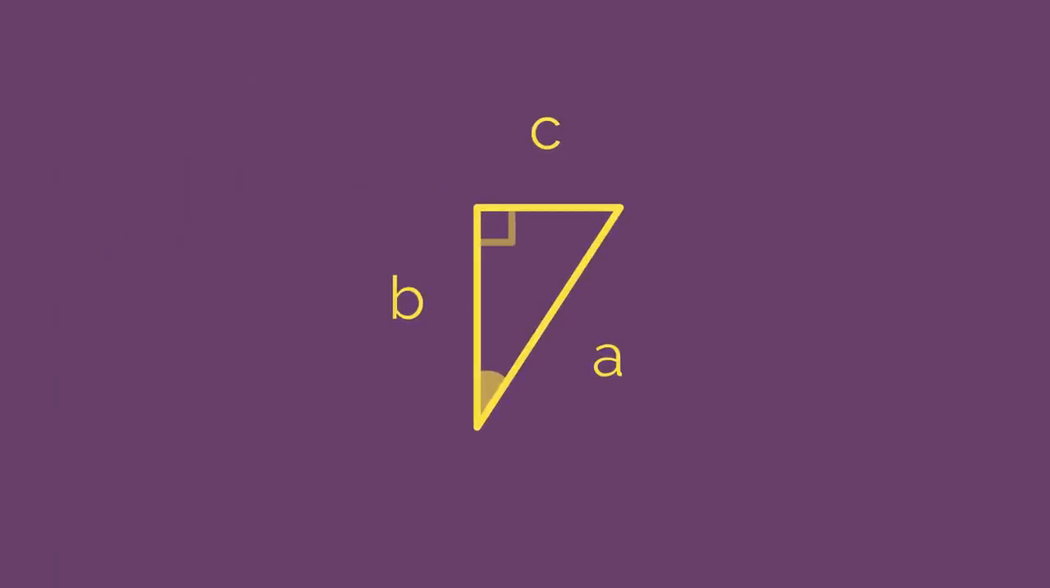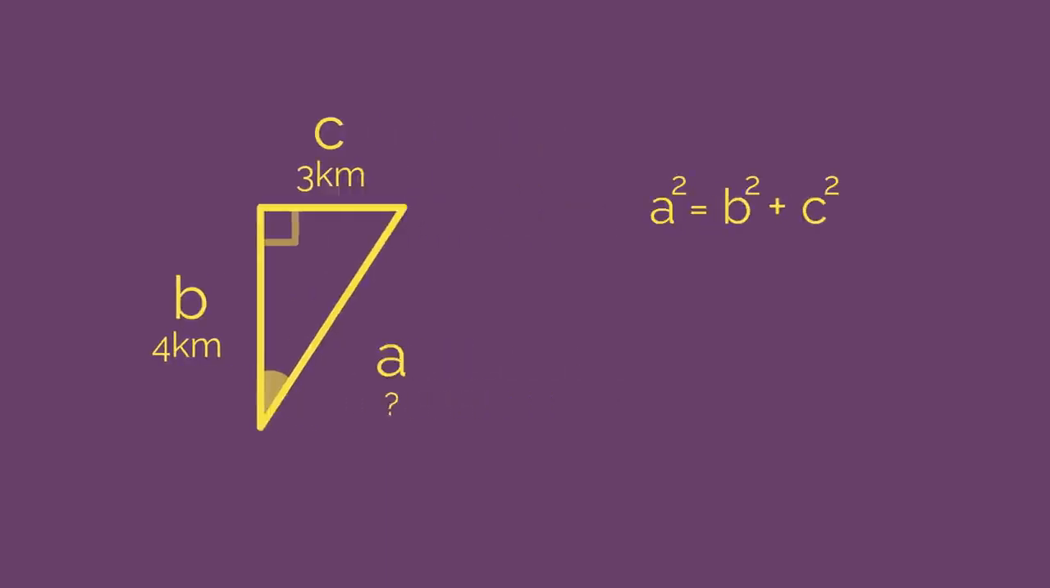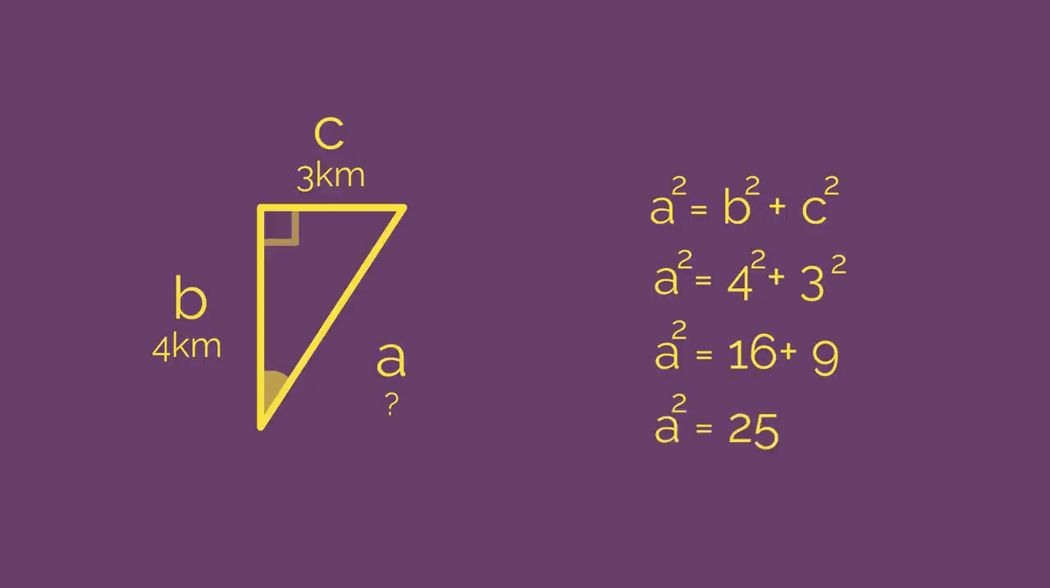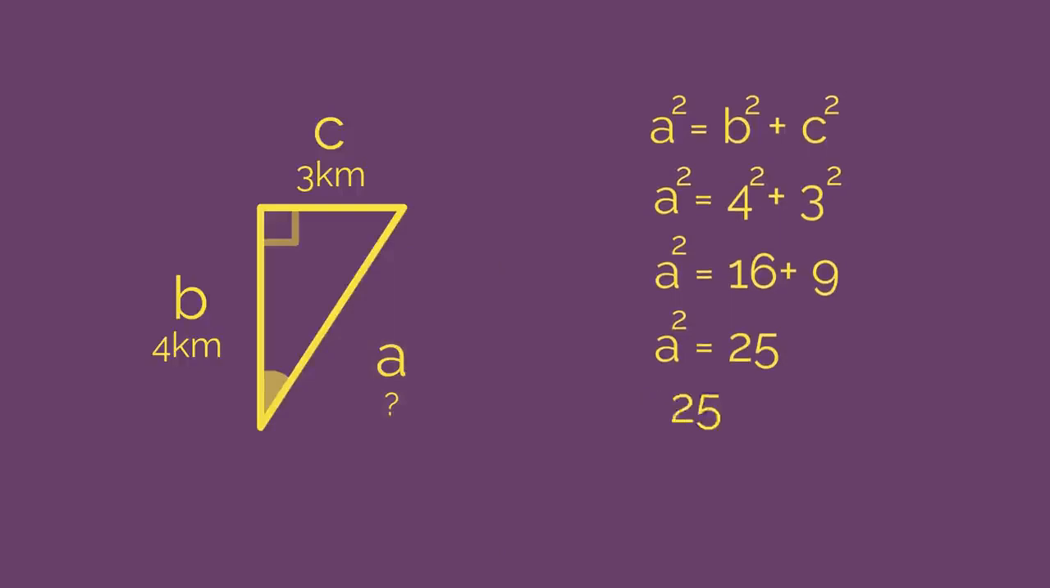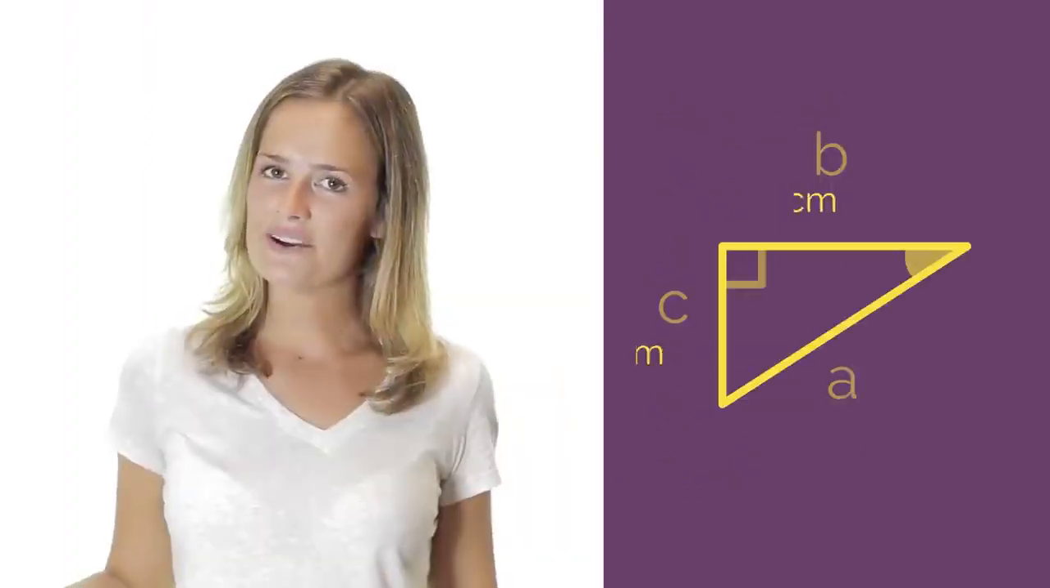We can label our sides as A, B and C. And using a squared equals b squared plus c squared, substitute in the numbers and we get 4 squared plus 3 squared. So a squared equals 16 plus 9, which is 25. Now be careful, the answer isn't 25. This is just a squared, the size of the whole square. We just want a. We need to square root the answer, and so a equals 5. See how easy it is?